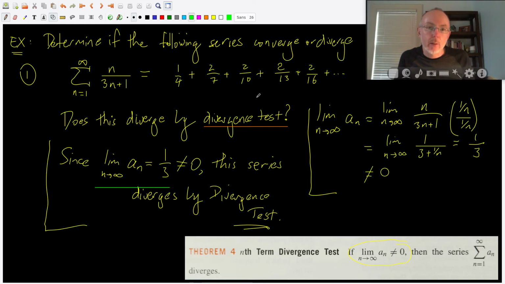The idea here is these numbers are eventually getting really close to 1/3. So when I add them all up, I'm just adding a third and a third and a third and a third forever, and so that must go off to infinity. So this series will diverge to infinity, and the divergence test is what tells us that that is what's going to happen, which is cool, right? Nice and simple to use.